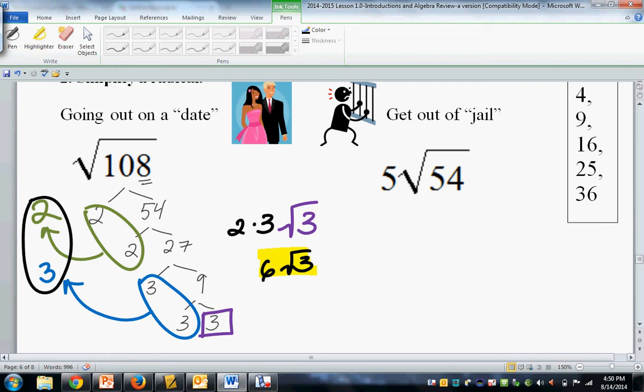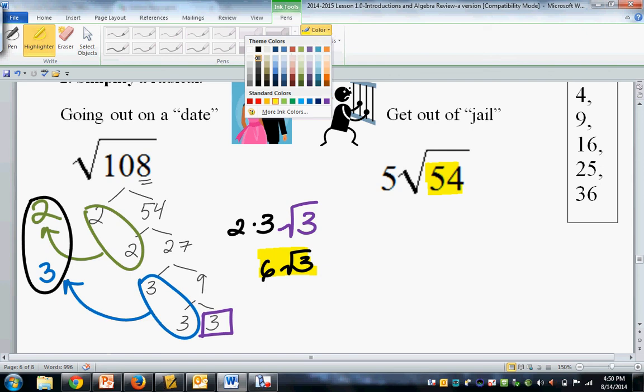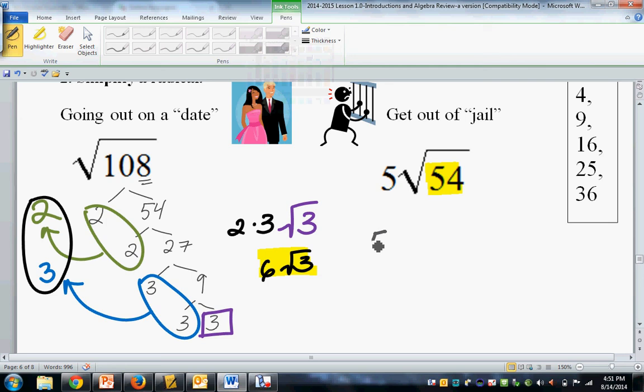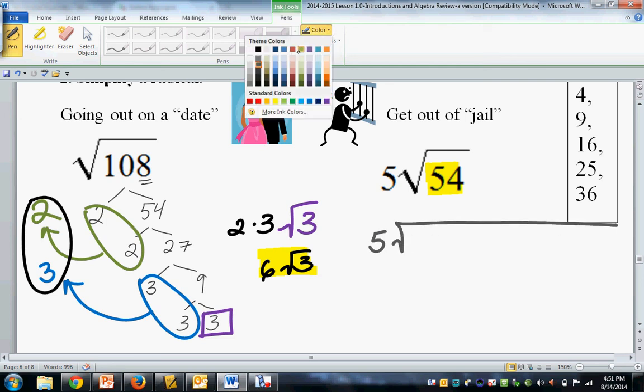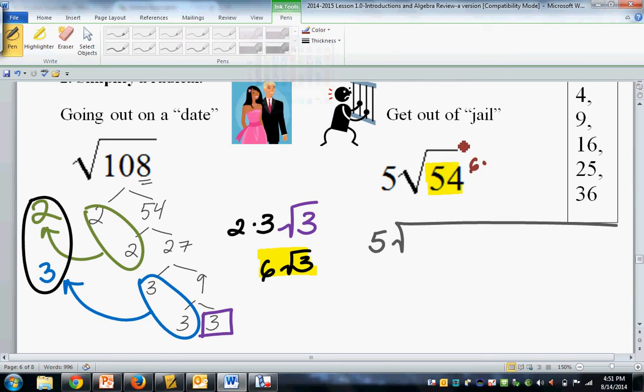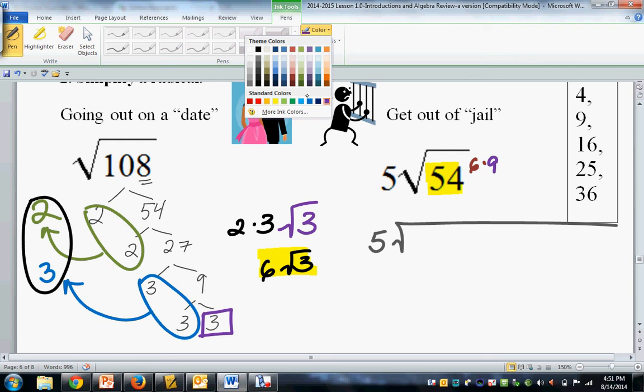Get out of jail. Instead of doing a factor tree, all you do is you prime factor what's on the inside. That means you factor it down to nothing but primes. Let me show you how to do that. So here we have 5, and then make a very large, what I call a jailhouse, a giant jailhouse. And we're going to prime factor 54, which of course is 6 times 9.